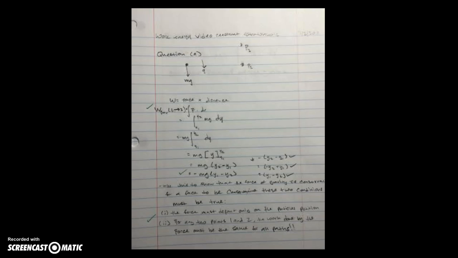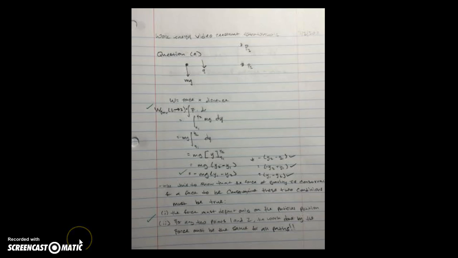So the only thing that's changing is h. You get what I'm saying? Because the work is equal to negative mgh, m is a constant and g is a constant. The only thing that's changing is h, and no matter what path you take, h is going to be the same. So that proves it to be true. Therefore, the force done by gravity is conservative.